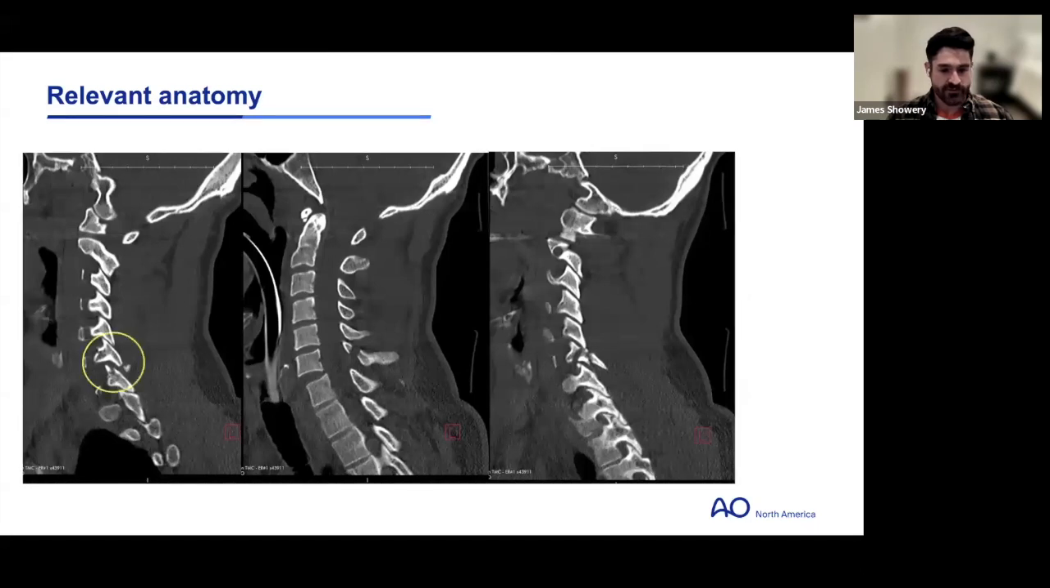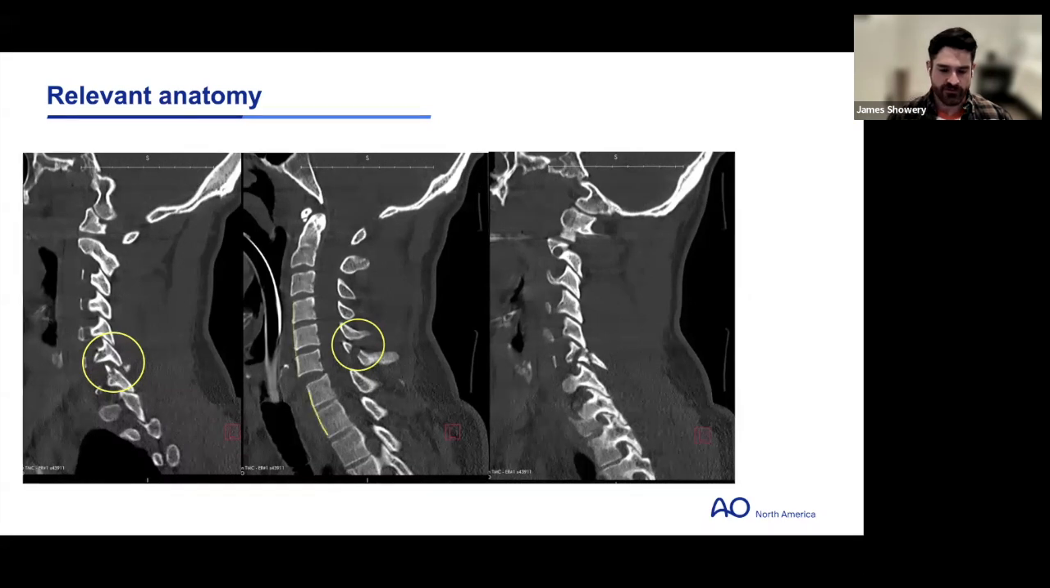So in a systematic approach, look at the top first, right? Make sure the OC, C1, C2 joints are okay. And then this yellow circle is identifying the beginning of what we're seeing as part of this injury. We're seeing a small fracture of the C6 inferior articular process and facet, and a little bit in the C7 superior articular process. In the next view, we can see that C6 spinous process and lamina fracture.